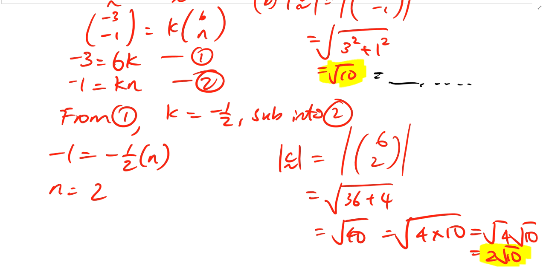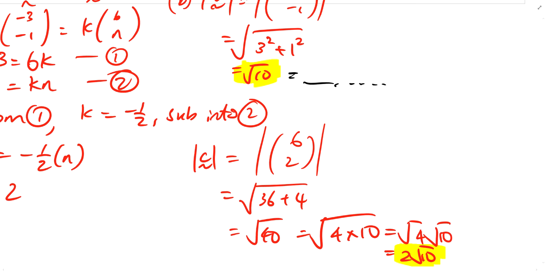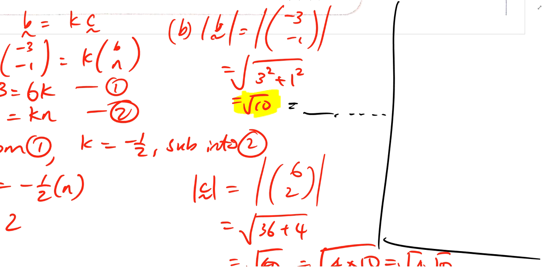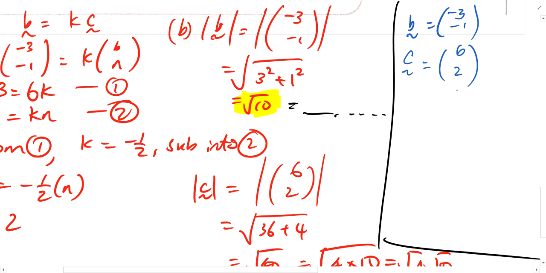Okay, are there other ways of doing it? Actually, let's see whether you prefer this. Okay, so in blue, B is equal to negative 3 and negative 1. Then I've got C, which is actually 6 and 2. So C can be written in terms of B. So I can take out the negative 2 over here. So I get negative 3, negative 1. Am I right? That is C.